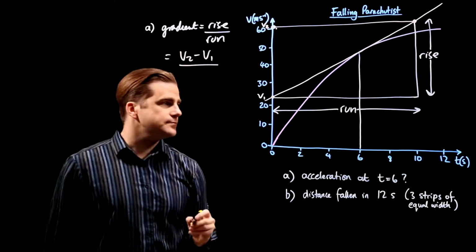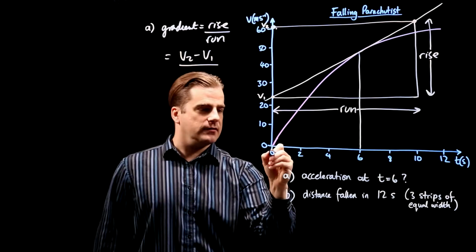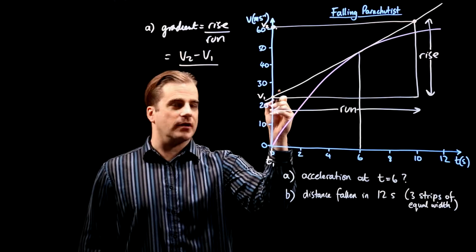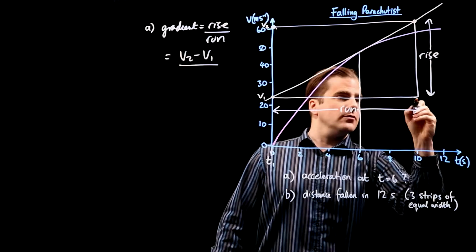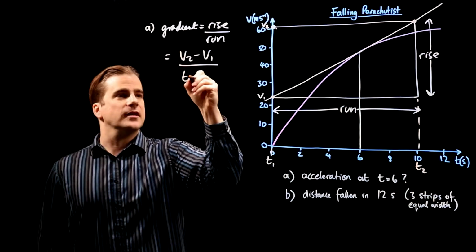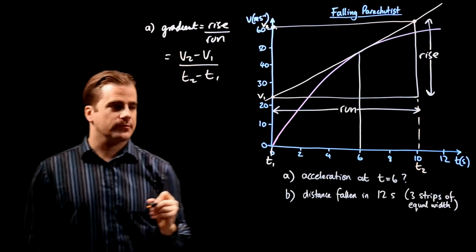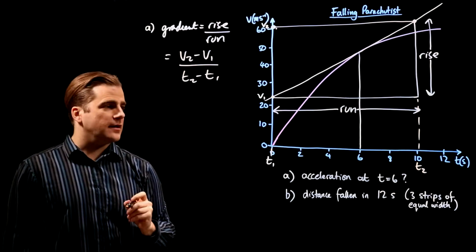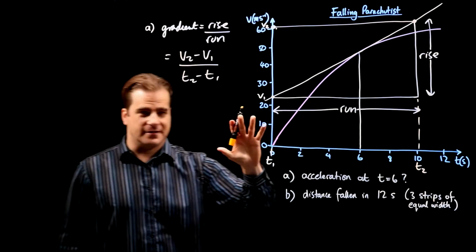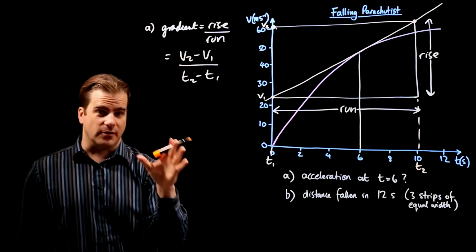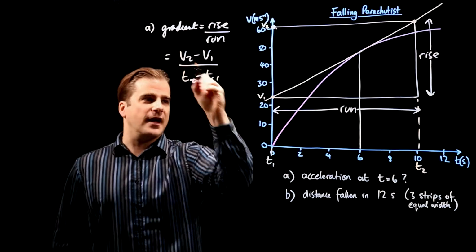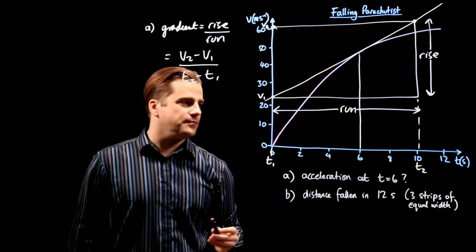And the run, well, it's gone from here, so that's going to be T1, which is 0 if you've got it cutting the y-axis, to T2, there. So the run is going to be T2 minus T1. Okay, now I've drawn this by hand, and it's not going to be the same as the values you actually read from your question paper. So I deliberately haven't given a value for that, okay? Or that, or that.